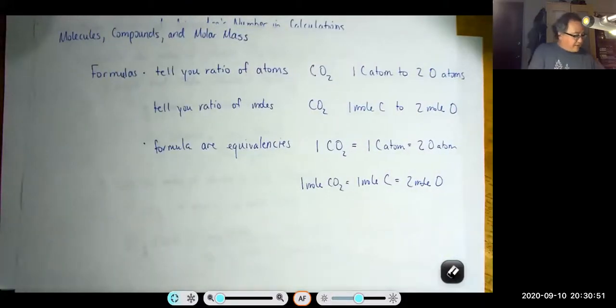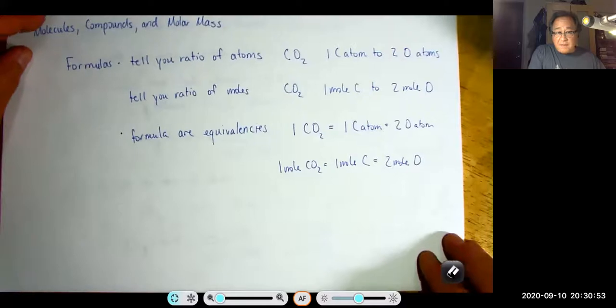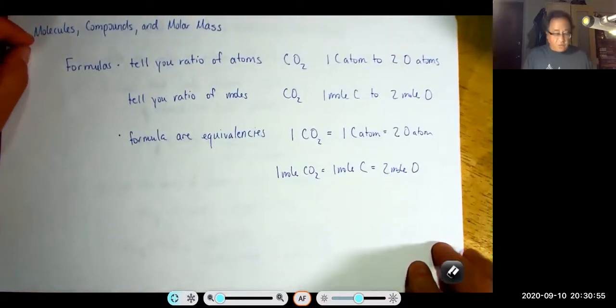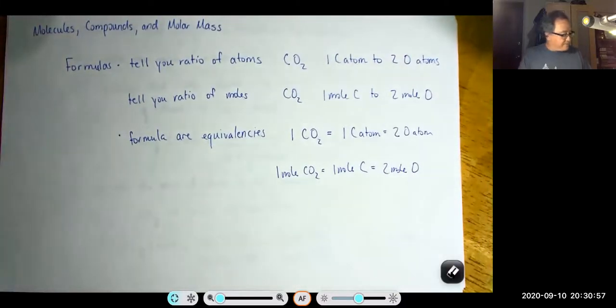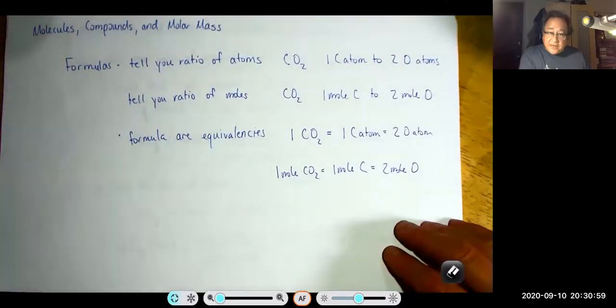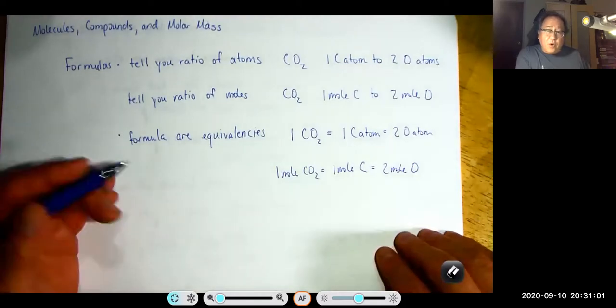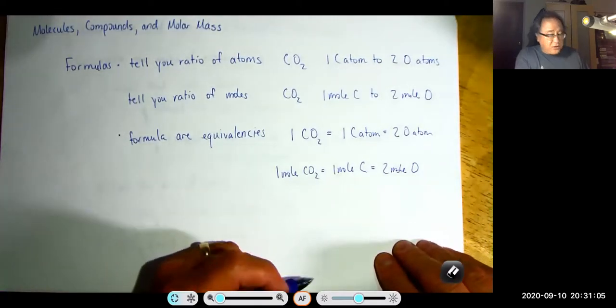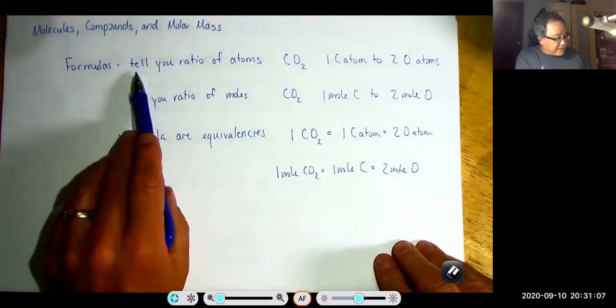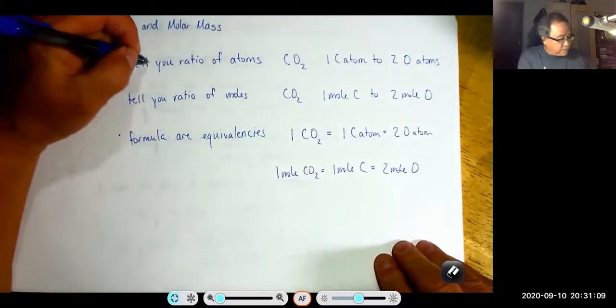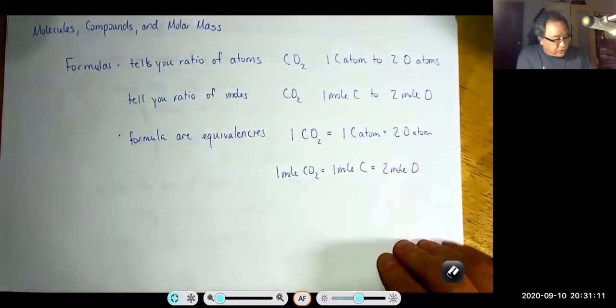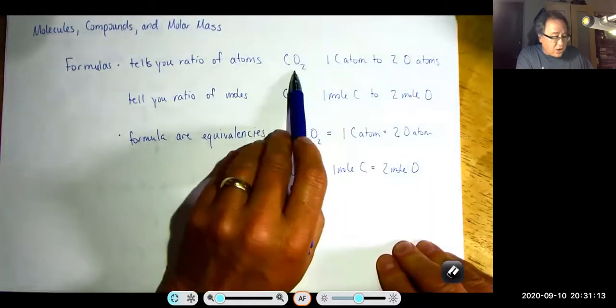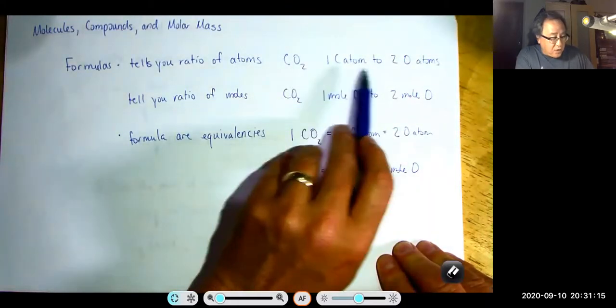Next, for molecules, compounds, and molar mass, we have formulas of compounds, because we're going to be looking at some more ways of using the mole and molar mass, so to speak. The formula tells you the ratio of atoms. So when we see CO2, that means 1 carbon atom to 2 oxygen atoms.